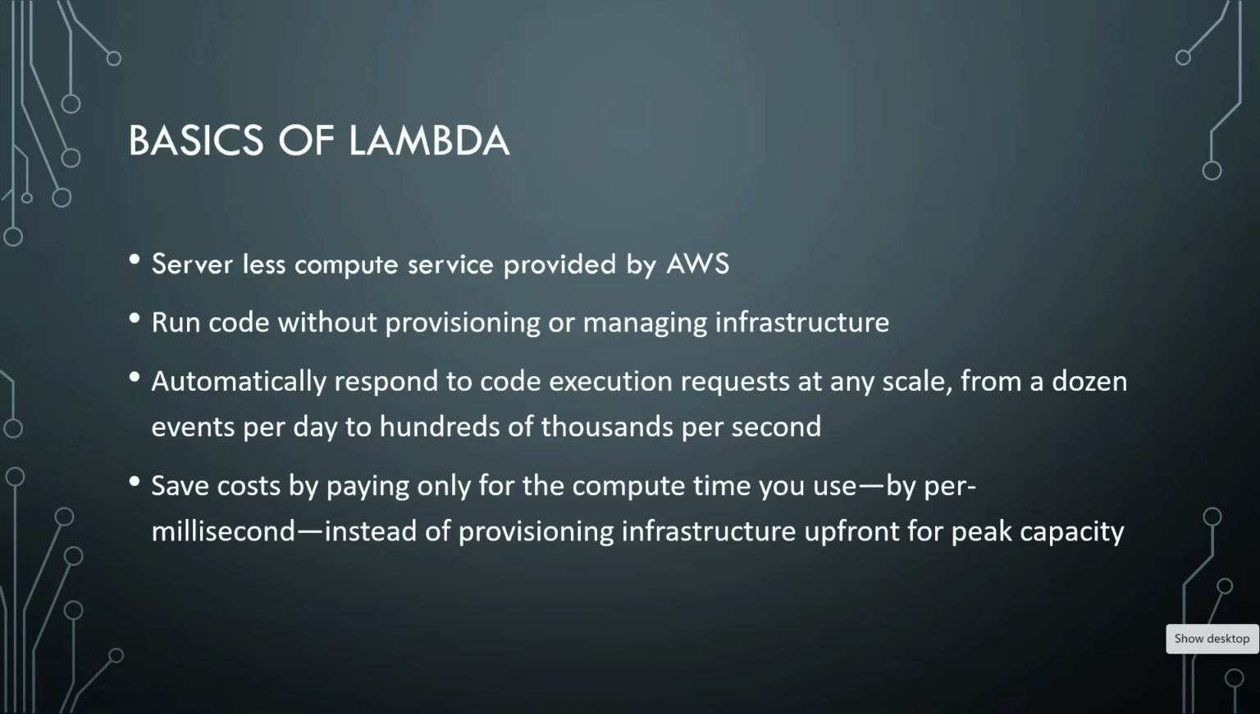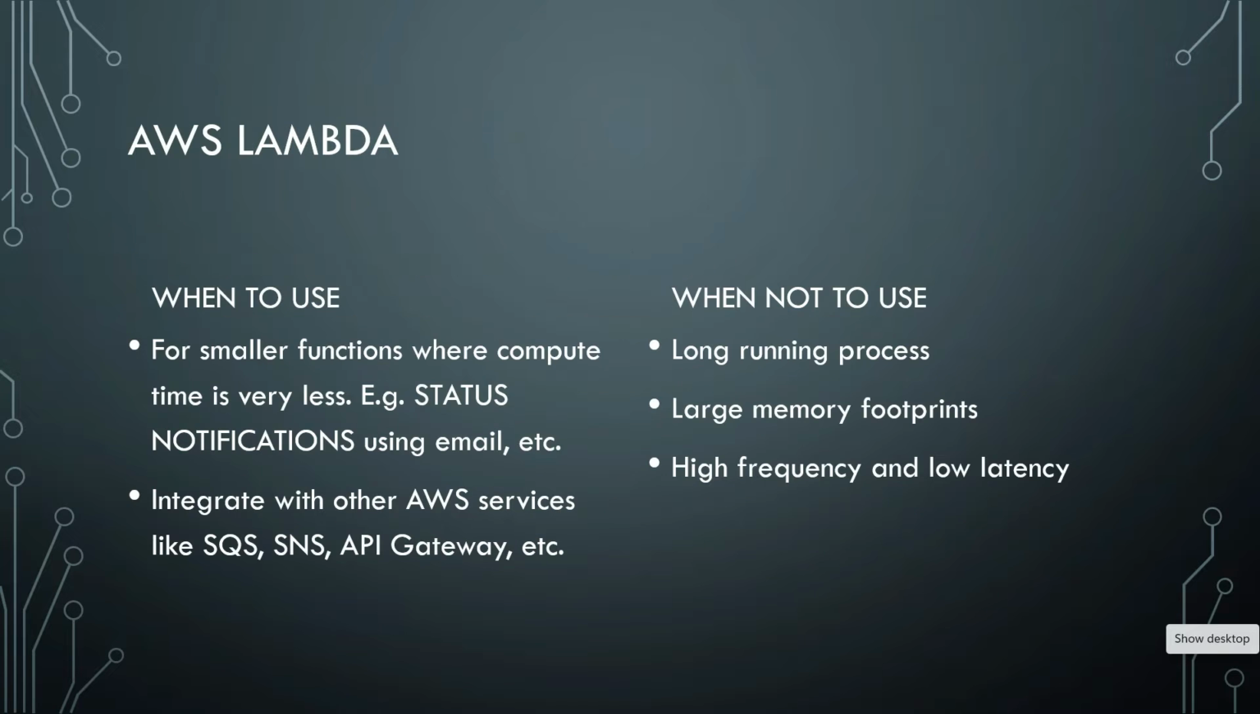What is Lambda? Lambda is a serverless compute service provided by AWS. You can run your code without provisioning or managing infrastructure. It can automatically respond to code execution requests at any scale, from a dozen events per day to hundreds of thousands per second. You can save cost by paying only for the compute time you use, per millisecond, instead of provisioning infrastructure upfront for peak capacity.